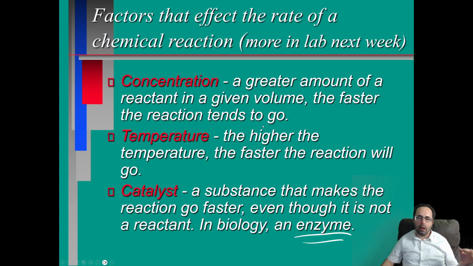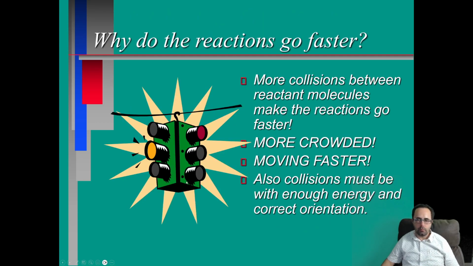So let's break down each of these factors in terms of why it is that increasing the concentration or increasing the temperature or adding a catalyst will speed up a reaction. First of all, reactions occur because molecules collide with one another. So if you have greater concentration, those molecules are more crowded together. So in any given amount of time, they're going to collide with each other more often.